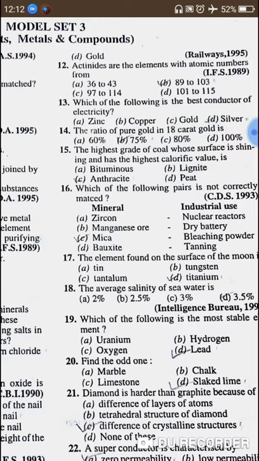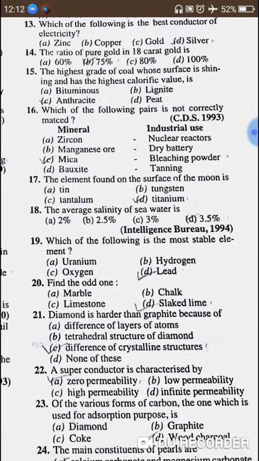Our next question. The element found on the surface of the moon is, and our answer is titanium. Titanium is the element which is found on the surface of the moon. Our next question. The average salinity of seawater is, and our answer is 3.5%. The average salinity of seawater is 3.5%. Which of the following is the most stable element? And our answer is lead. Lead is the most stable element.